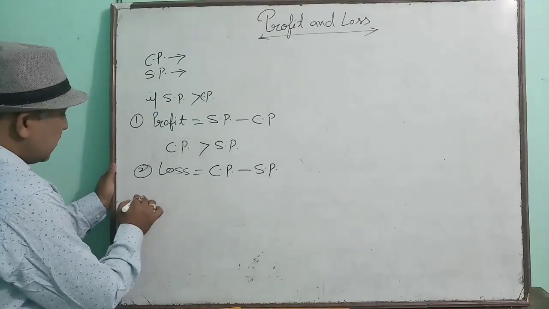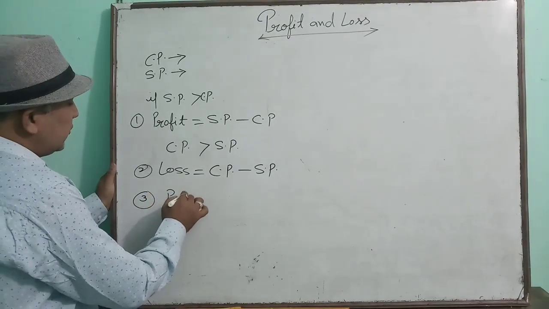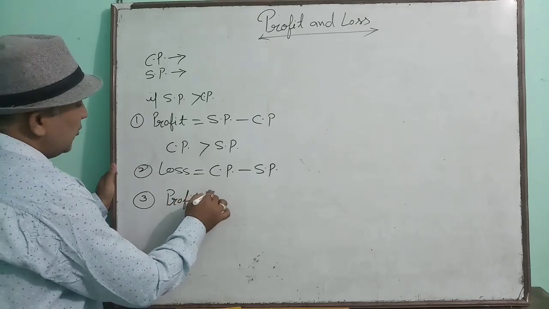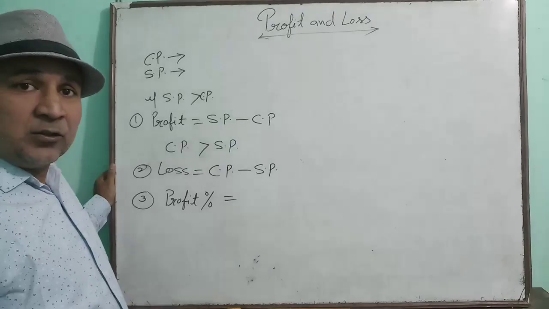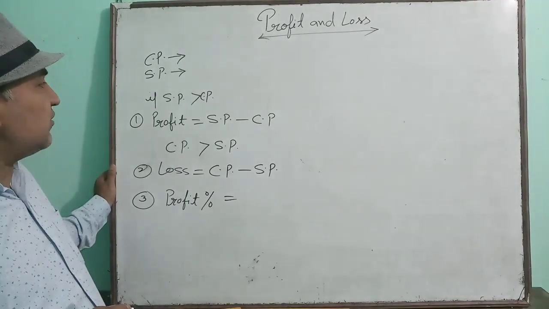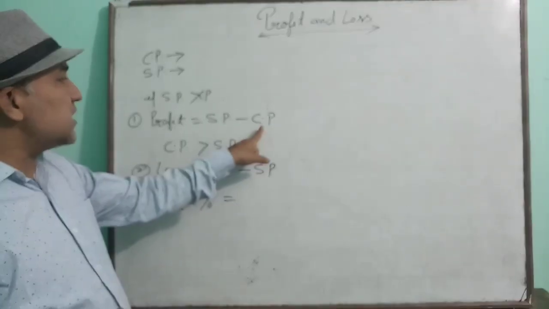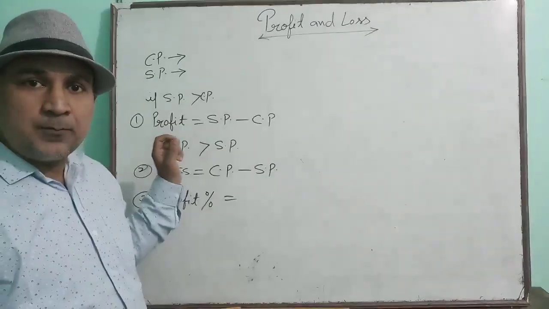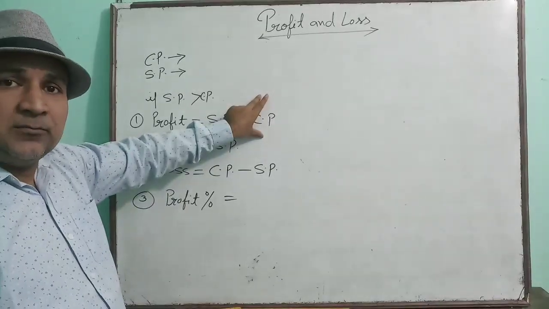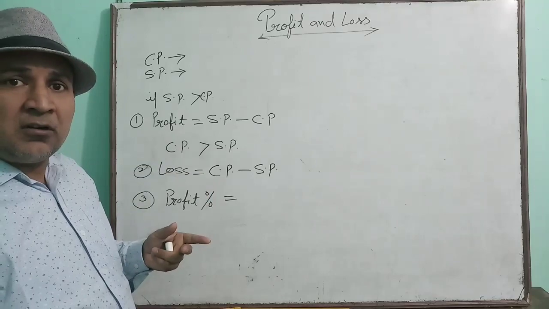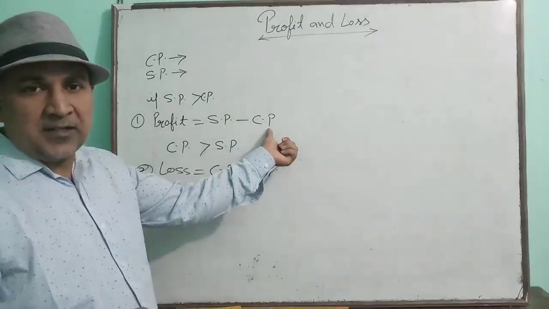Now suppose you have to convert the profit into percentage. Children, whether we are in profit or loss, the main thing is cost price and selling price. But cost price is the most important.